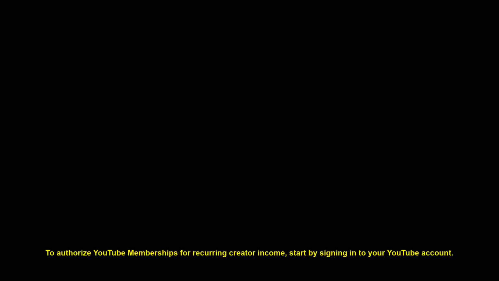To authorize YouTube memberships for recurring creator income, start by signing in to your YouTube account. Navigate to your channel dashboard by clicking on your profile icon. On the left-hand menu, find and select monetization. If you are eligible, you will see an option for memberships. Review the requirements and guidelines provided by YouTube.